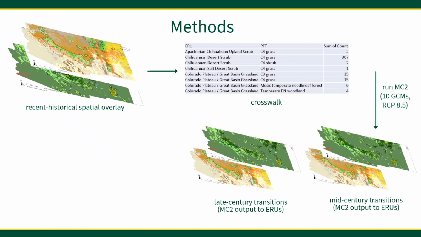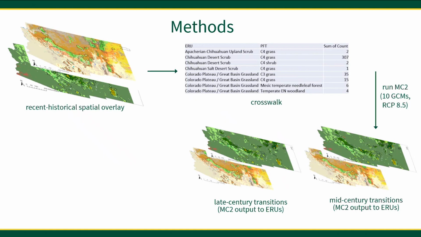So since no one quite has that time, we just took mid-century output and late-century output from MC2. And we took that generated output and crosswalked it back to ERU. So then we have 3 ERU maps. One that's known, historical, one that is mid-century projection, and one that's a late-century projection.